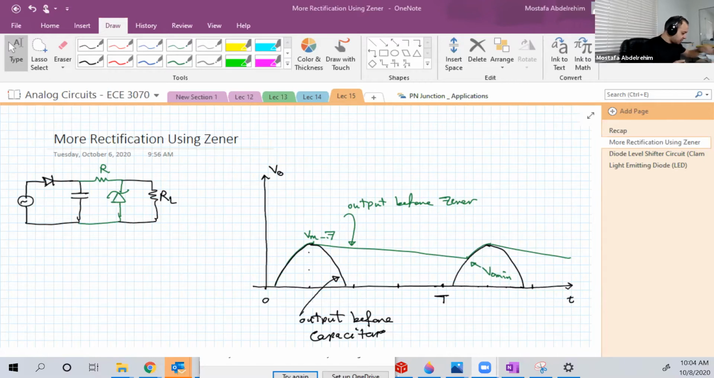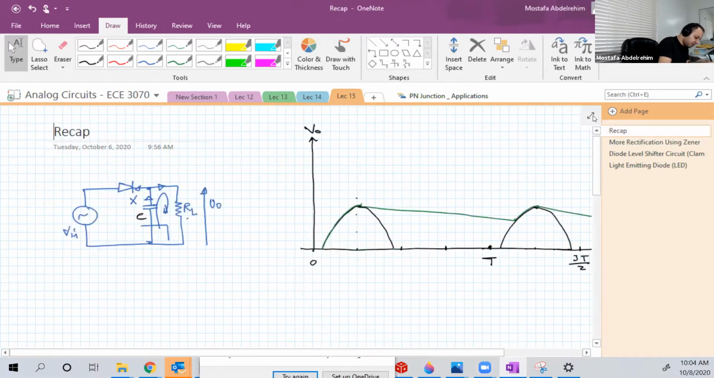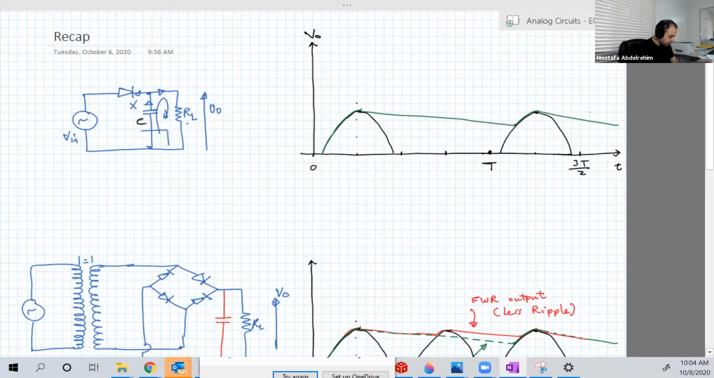Okay, so last lecture, which was yesterday, was just a continuation of the rectification application of diodes. So today we're gonna continue that. But before that, let's recap what we have taken so far, or the point that we reached.